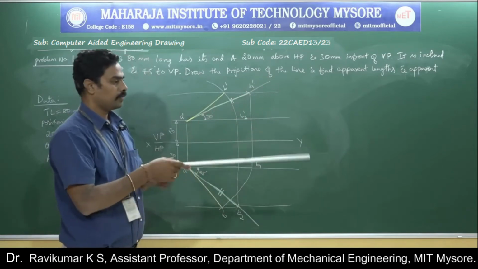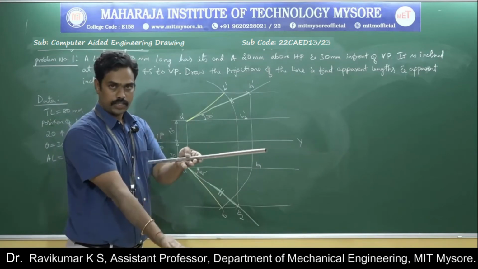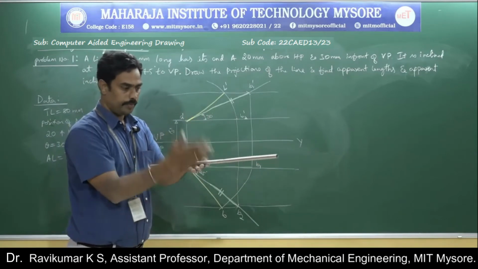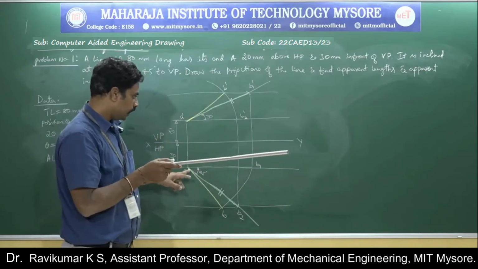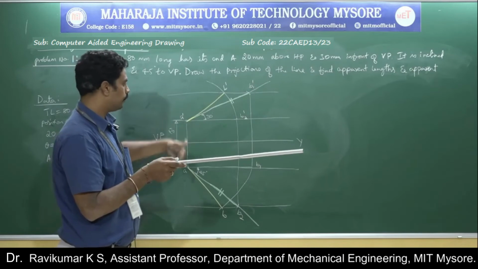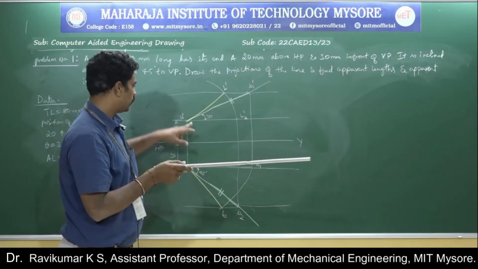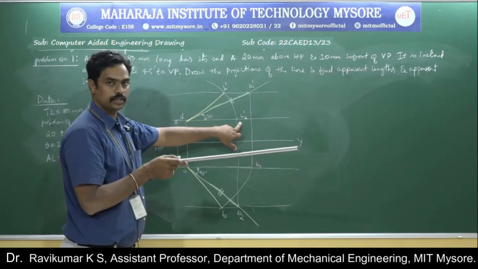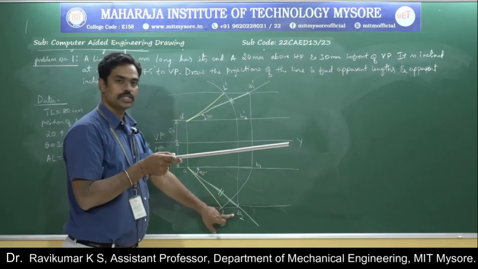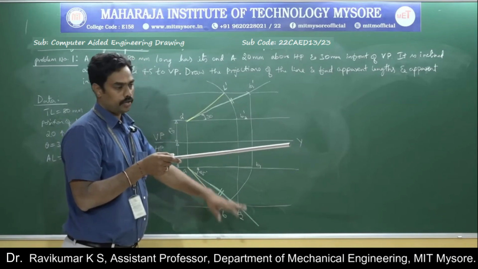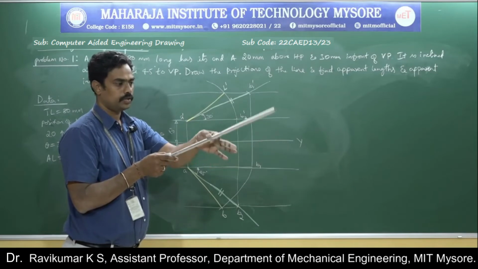Similarly, the front view: parallel to both planes, inclined to VP and parallel to HP. Parallel to HP means A dash B2 dash is the front view of this line, and A B2 is the top view. Now if you want to measure the inclined position, you just have to incline this.